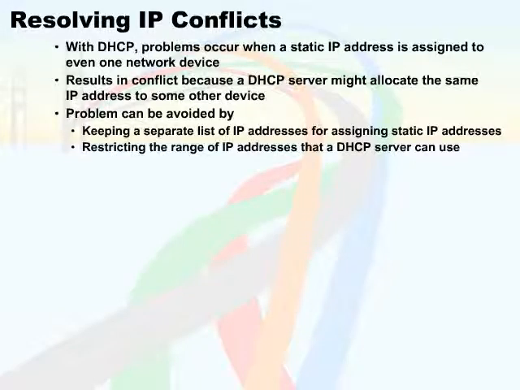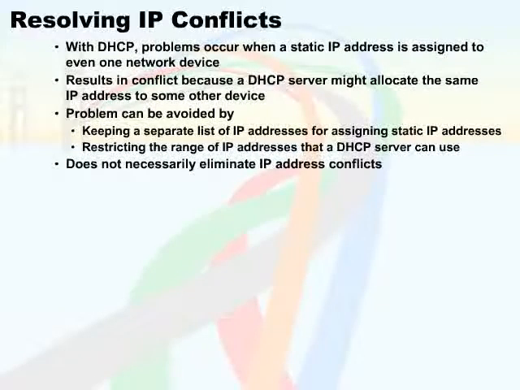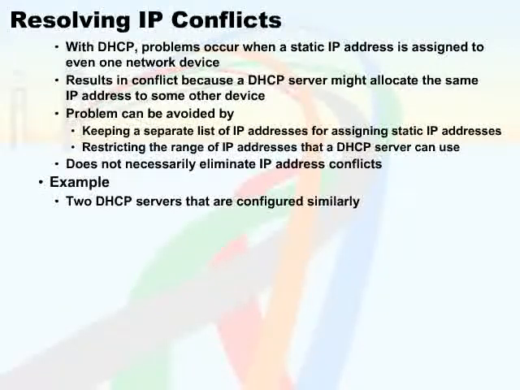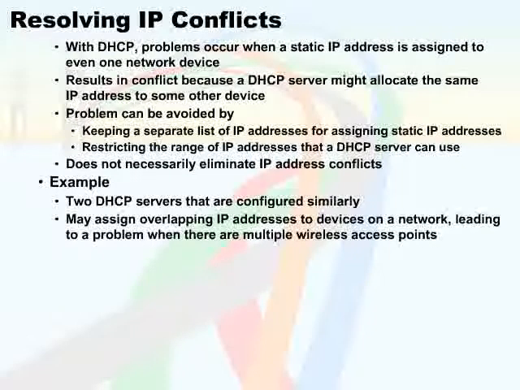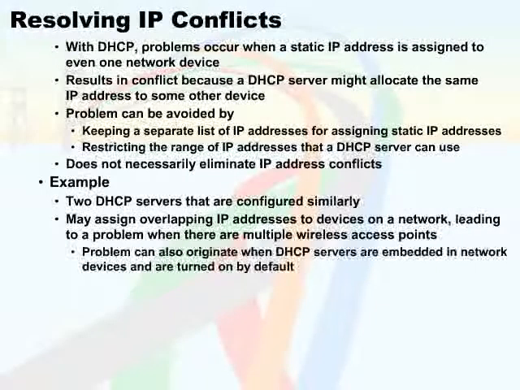Unfortunately, all of these actions do not necessarily eliminate IP address conflicts. Let's say we have two DHCP servers that we have configured similarly. These DHCP servers assign overlapping IP addresses to devices on a network, so they might end up assigning the same IP address to two network devices. This is a common problem when we have multiple wireless access points. The problem can also originate when DHCP servers are embedded in network devices that are turned on by default.